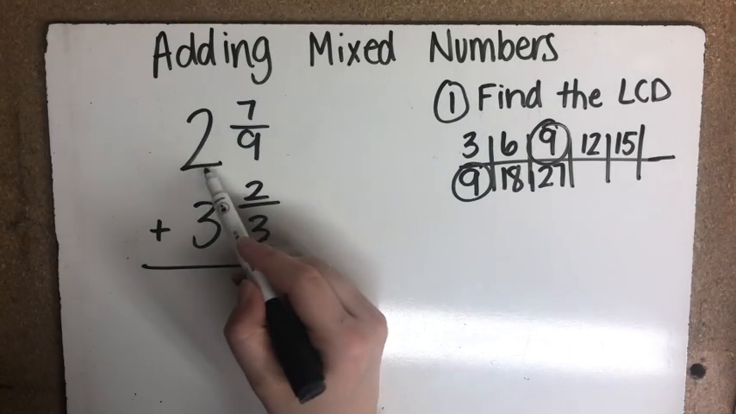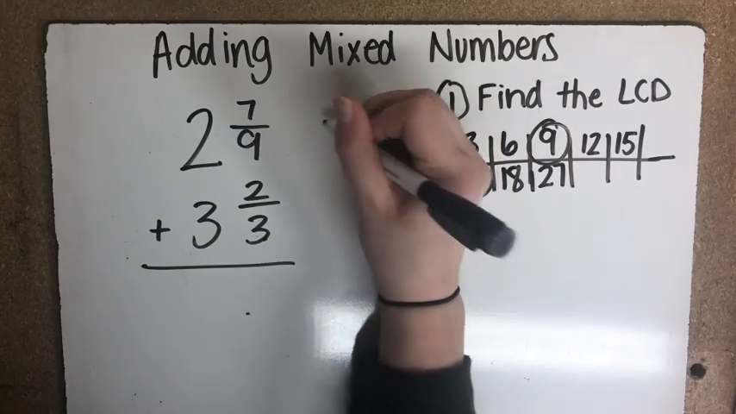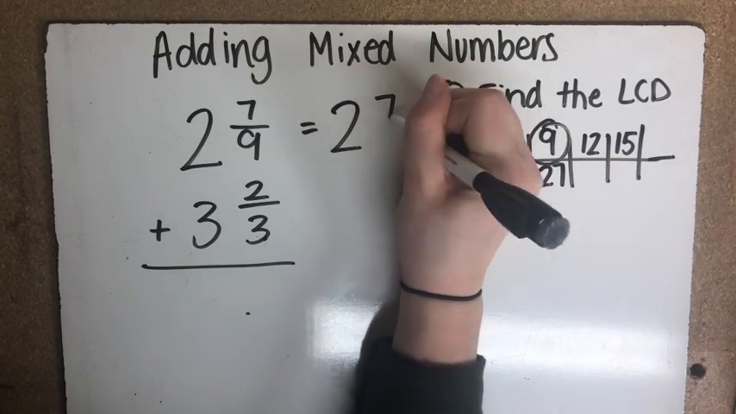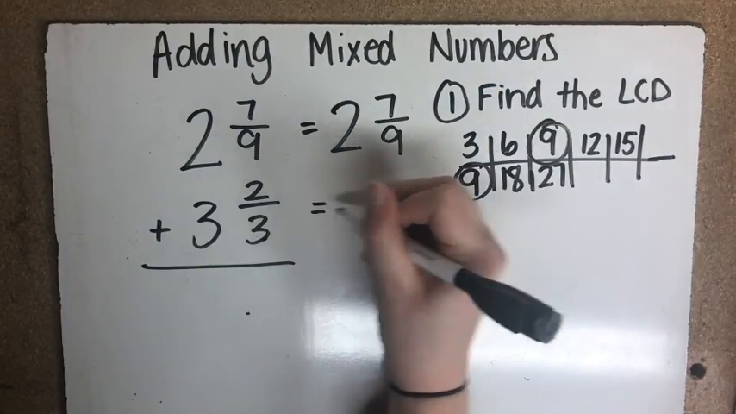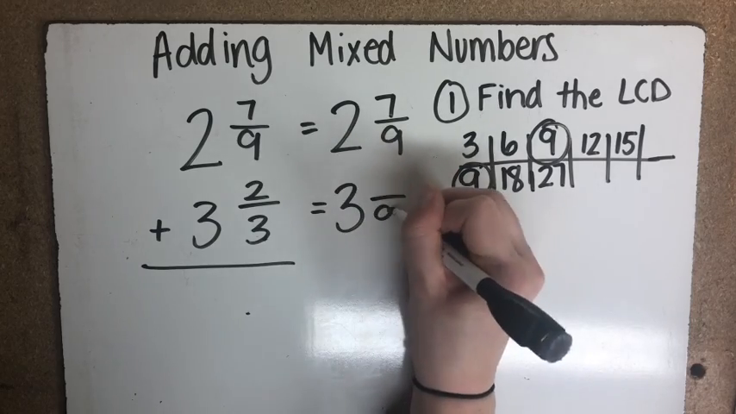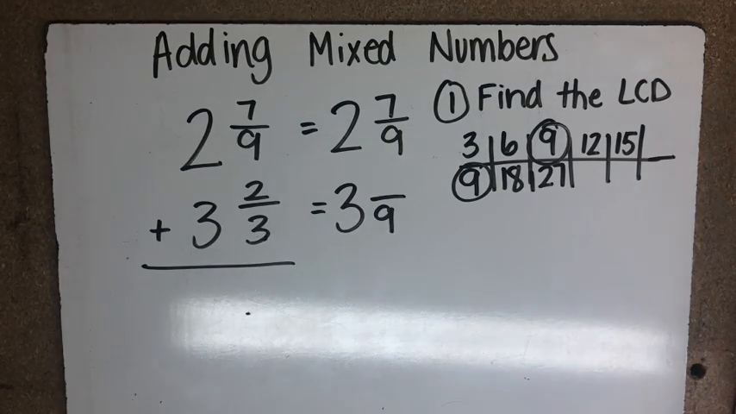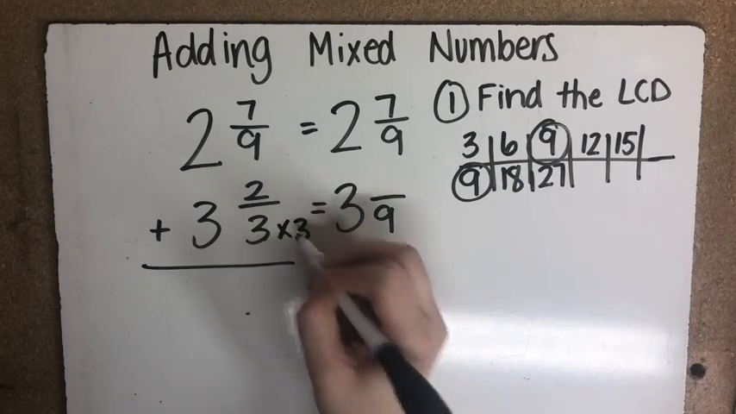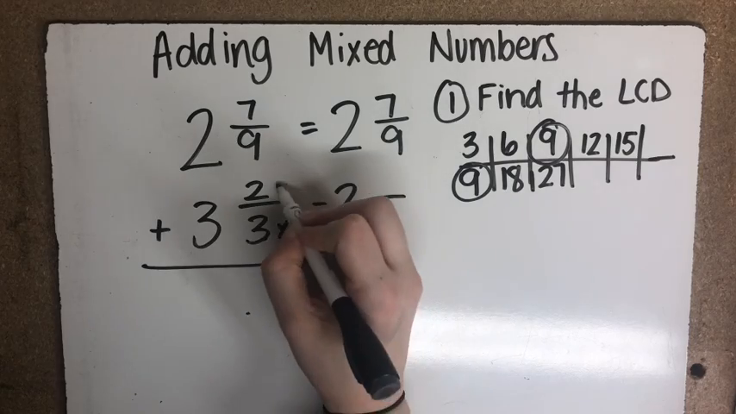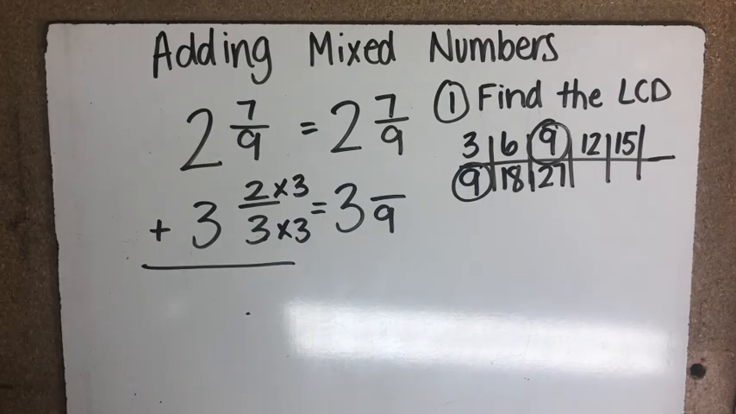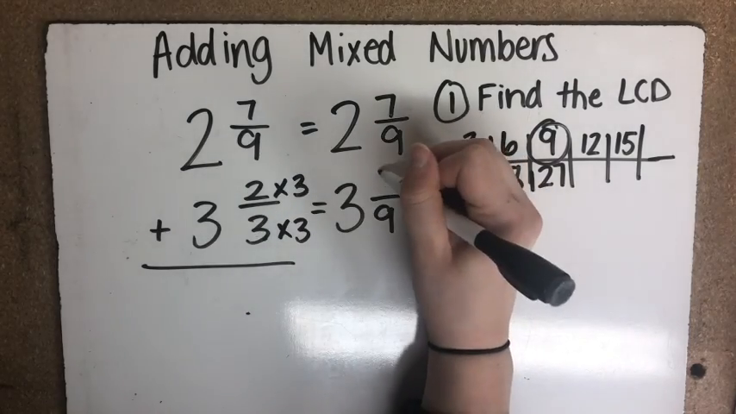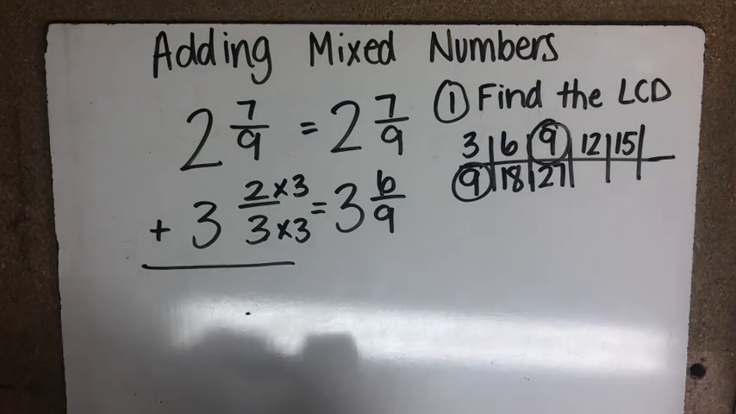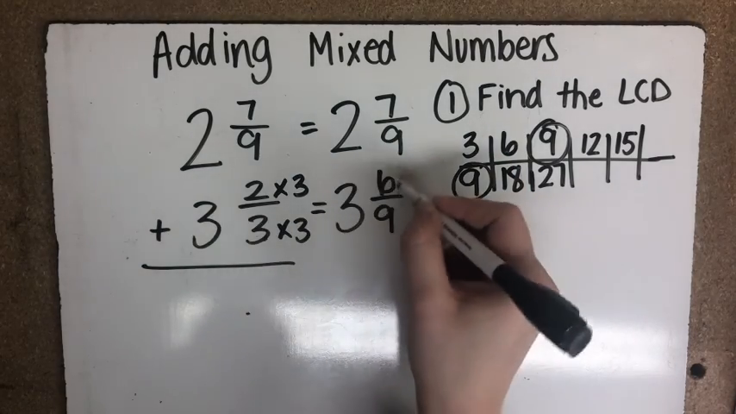Okay, luckily, 2 7/9 already has the 9, so I can just rewrite that just as it is. But I do need to convert 3 2/3 to 3 something ninths. So to get that 9, I need to multiply my 3 times 3, and I need to do the same up top. Okay, so 3 2/3 will become 3 6/9.